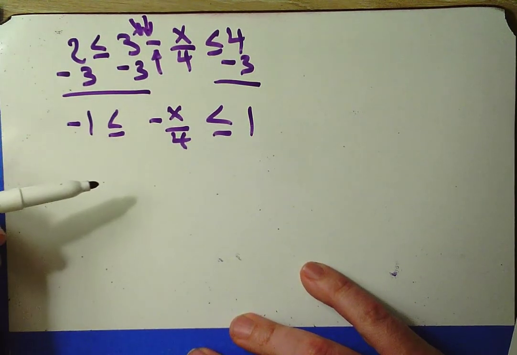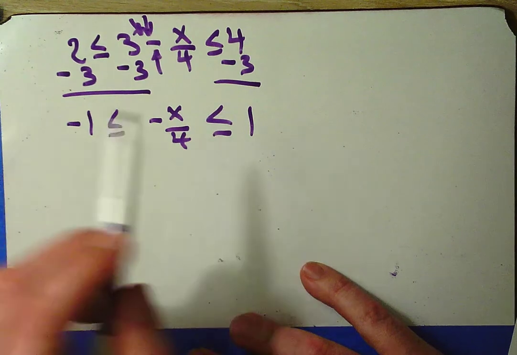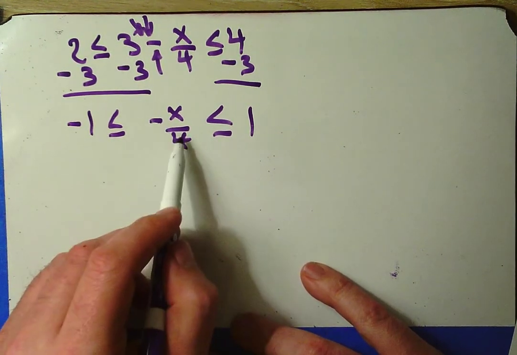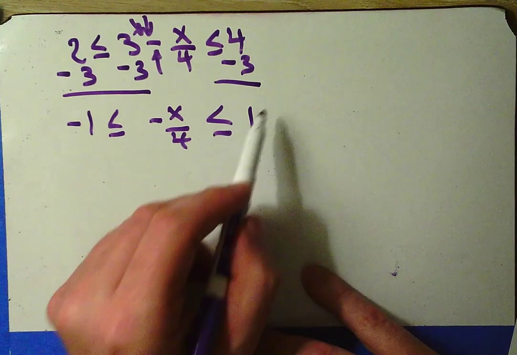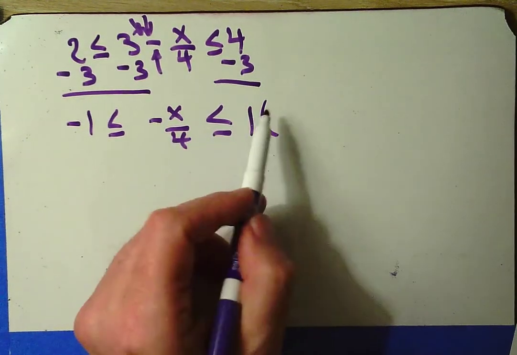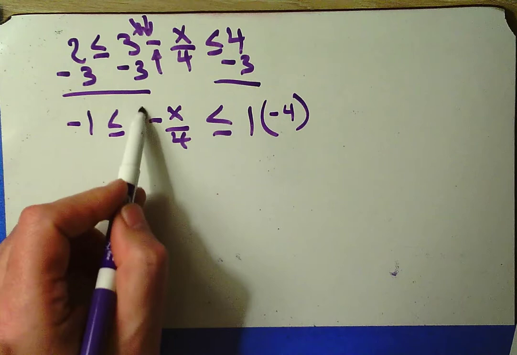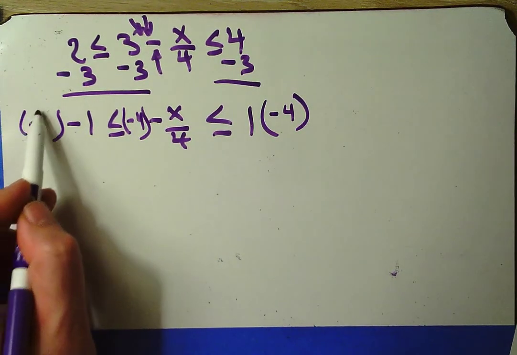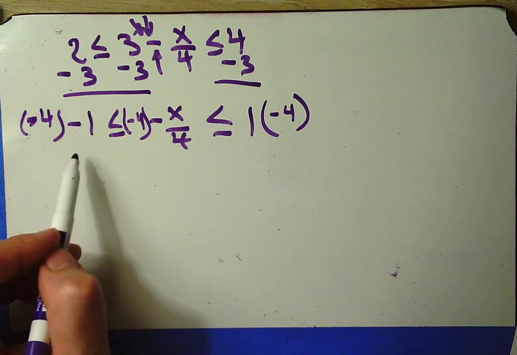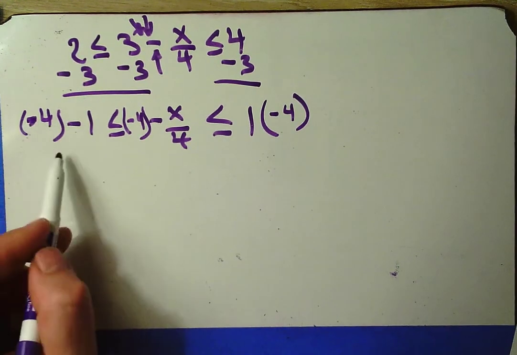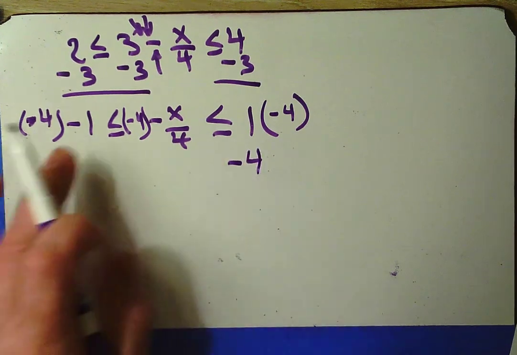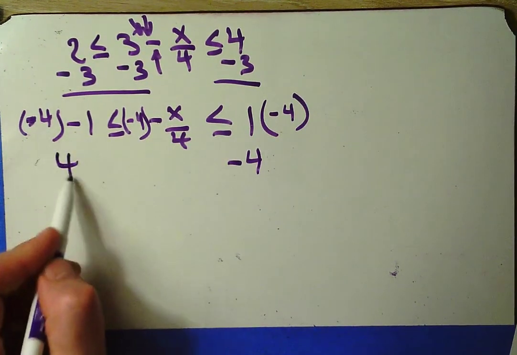Notice I brought it down here. Okay, so now I need to get x by itself, and I see here a negative 4. Well, to get rid of that negative 4, I need to multiply everywhere by negative 4. So here by negative 4, and here by negative 4, and I'm going to multiply everywhere by negative 4. So here I get 4, and here I get negative 4, and I'm sorry, this is positive 4.